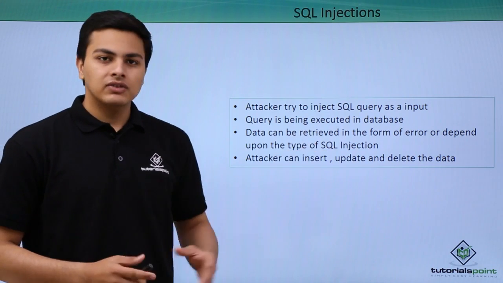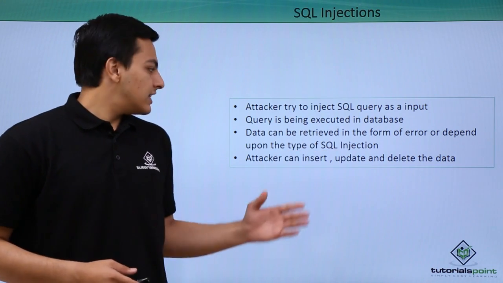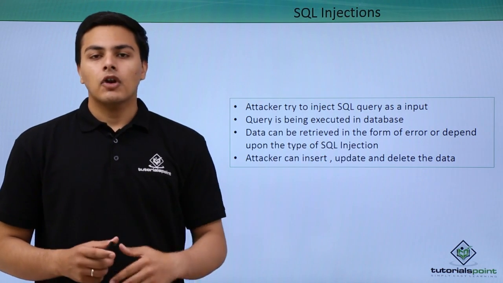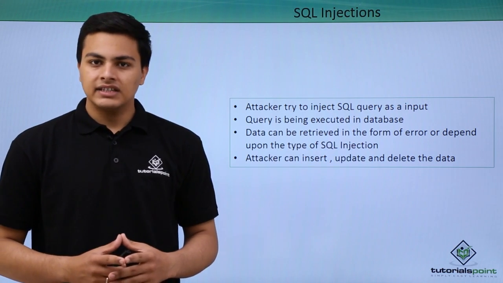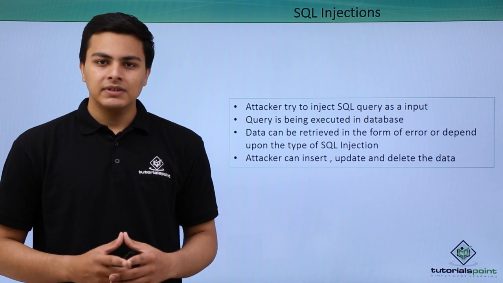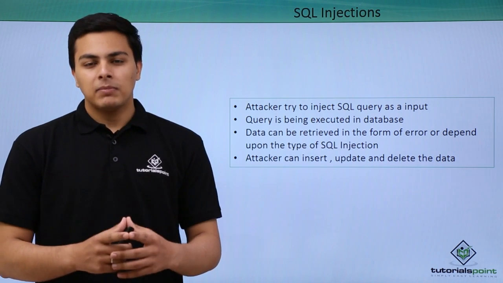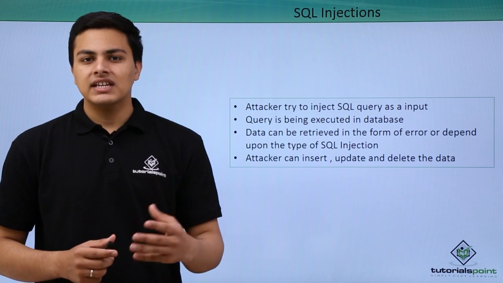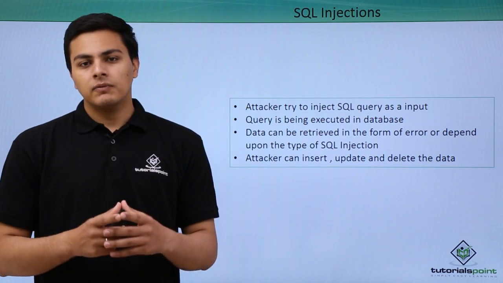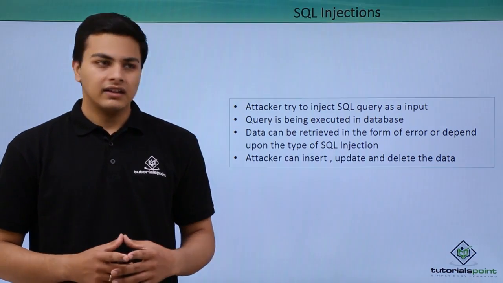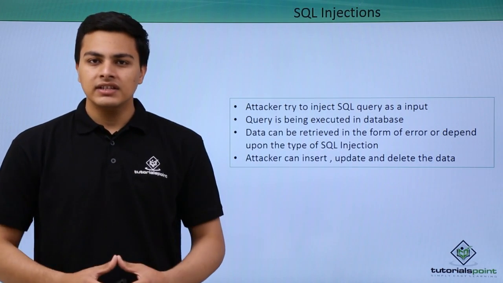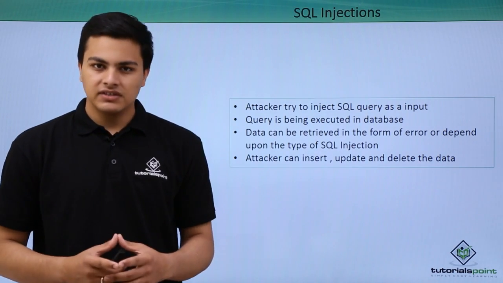With the help of SQL injection, the attacker can insert something, update something, and even delete something from that remote database. SQL injection is of various types like error-based SQL injection, blind SQL injection, time-based, and Boolean. Depending upon the SQL injection which the attacker has found, we can retrieve the data. Now let's see how we can inject SQL queries inside web applications.